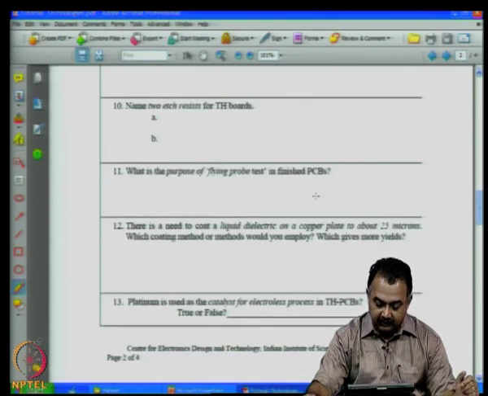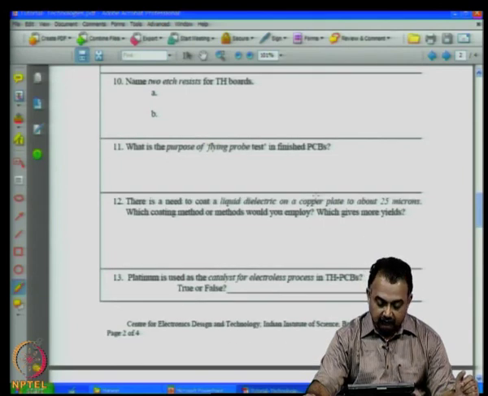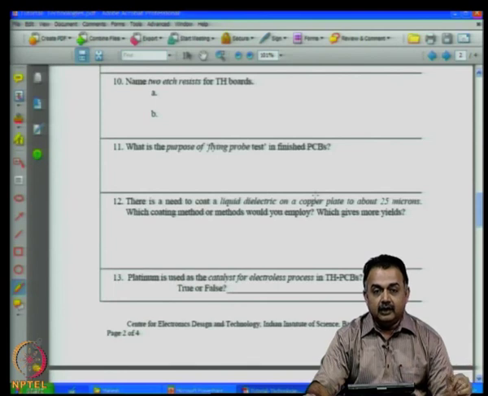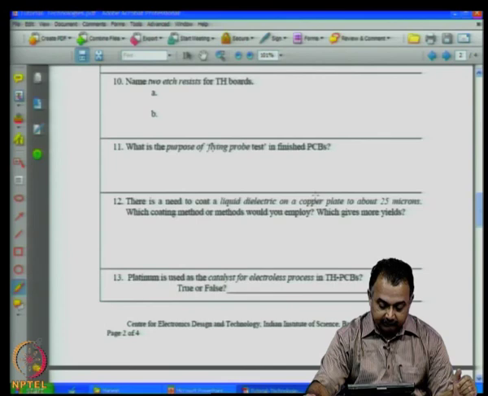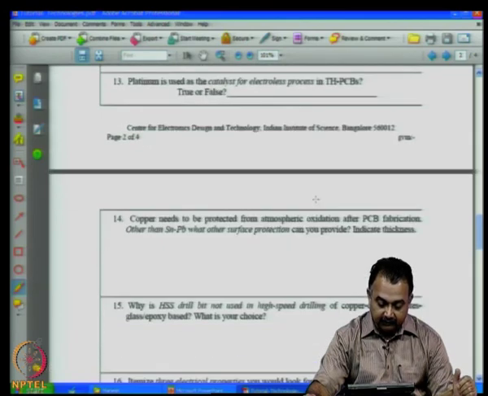Platinum is used as the catalyst for electrolysis process in through hole PCBs. True or false? It is actually palladium. So, platinum is not the material that is used. This kind of a review enables you to have a look at the chapters that we have seen.